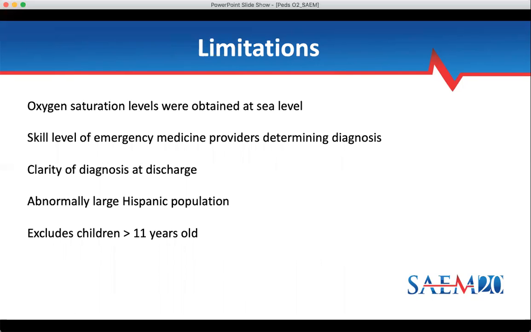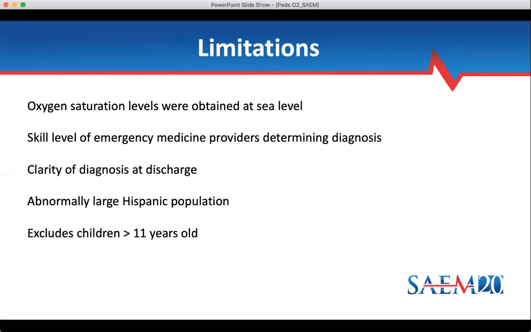We had several limitations of this study. Oxygen saturation levels are obtained at sea level. As you increase the altitude, your oxygen saturation could be decreased. The skills of the emergency medicine providers determine the diagnosis. In some cases, residents were the ones to make the diagnosis of the patient. And at certain levels of residency, residents might struggle to determine if someone has respiratory illness or not.